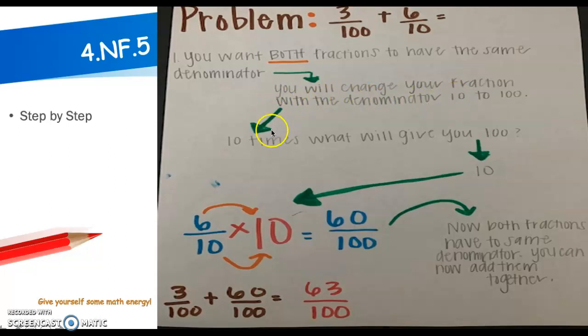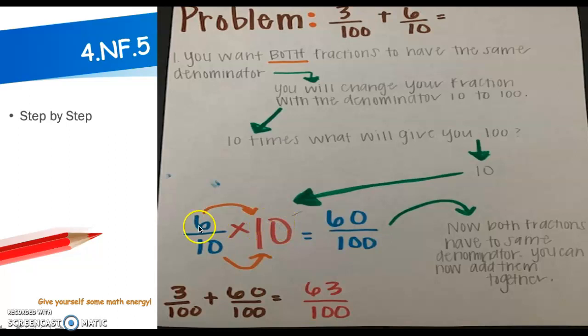So then we come here. 10 times what will give you 100? 10. So let's go ahead and come this way, and focus in on our fraction that has a 10 as a denominator already. Remember we said that 10 times 10 gives us 100, so I just put my fraction and I wrote 10 really big so you could see.